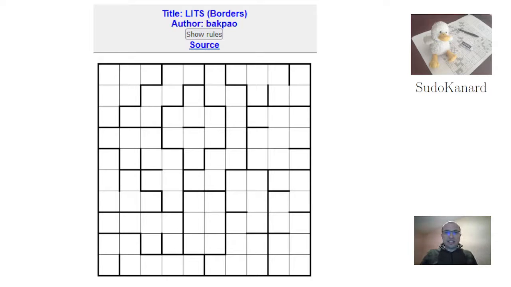Let's have a look at this practice puzzle by Bakpao. It's LITS with borders, and the rule is that you need to shade a Tetris piece in each of the regions. You must have all shaded cells connected, but they must never form a 2x2 block, so you can't have an O piece from Tetris.